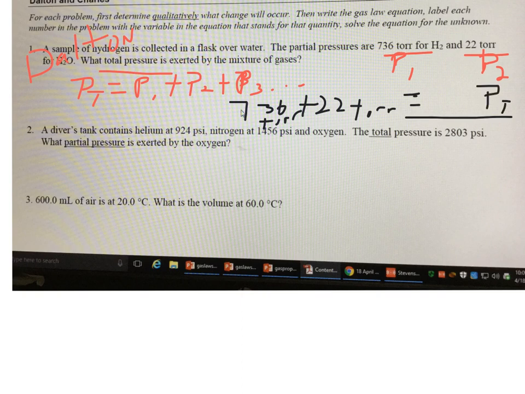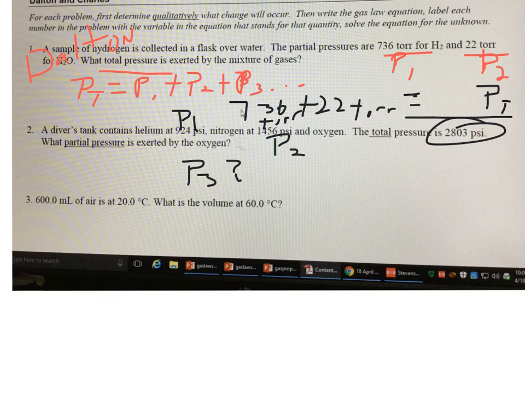What if I had, look at number 2. They're giving you the total pressure. So you're going to take away the P1 and your pressure 2. That way you can find your pressure 3, okay? Now, guys, don't forget to still show your work.